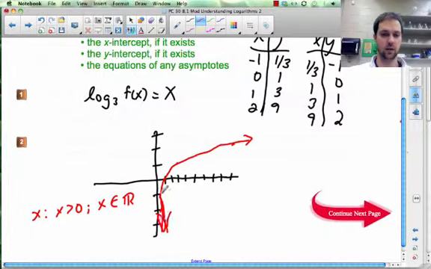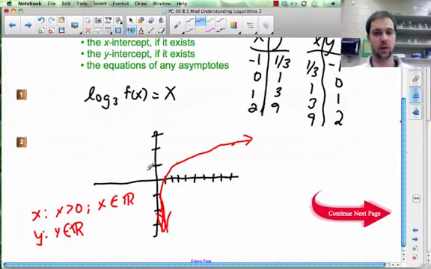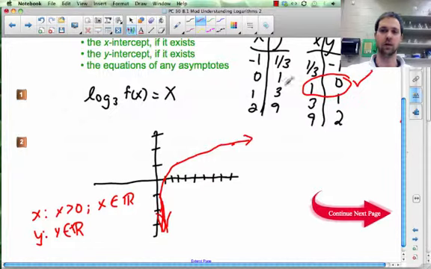And y, now you notice this arrow would go down to -infinity. This arrow would eventually keep climbing up to positive infinity, and they would never stop. So y, such that y is an element of the real numbers. It can be absolutely anything. The x-intercept, if it exists, well, yes it does. The x-intercept is when y equals 0, and that's this value right here. The y-intercept, if it exists, it doesn't exist. This will never cross the y-axis.